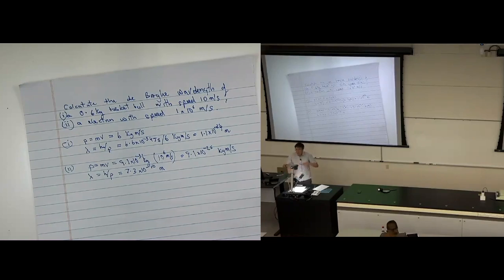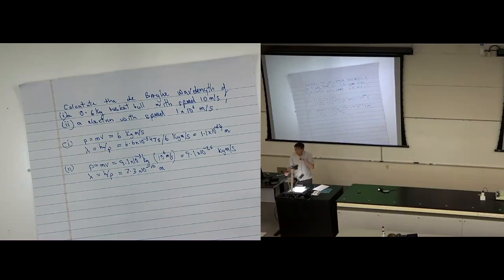So the much smaller momentum of the electron compared to the basketball led to a much larger wavelength of the electron compared to the basketball. Now this is interesting. 10 to the minus 10 seems small compared to everyday distances, but 10 to the minus 10 is not small compared to the size of atoms and molecules and things like that at the subatomic level.